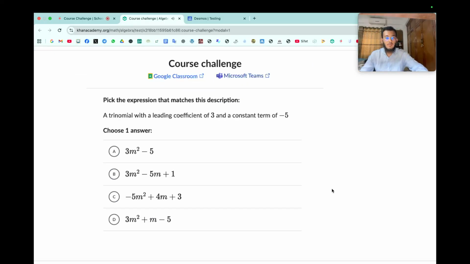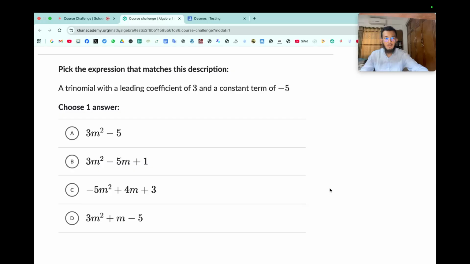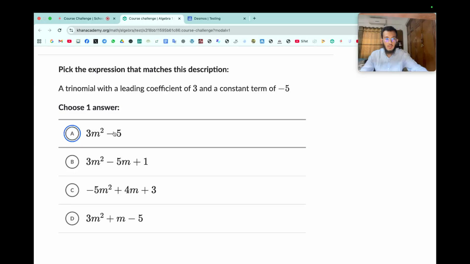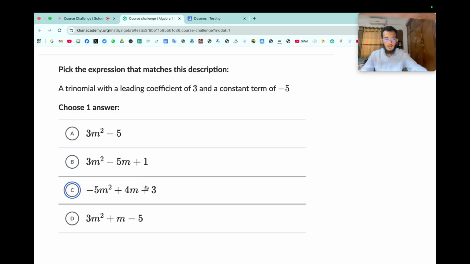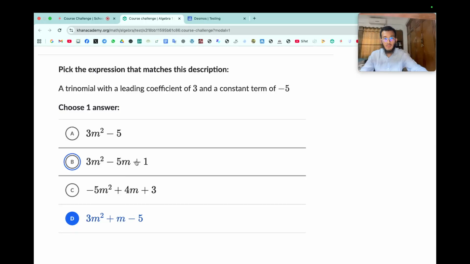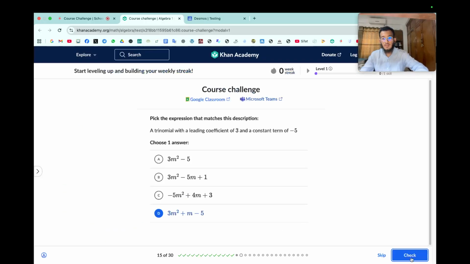Okay, pick the expression that matches this description: a trinomial with a leading coefficient of 3 and a constant term of negative 5. So the constant of negative 5 is there, but this 2 does not comply. A trinomial means there must be 3 terms. Here we don't have 3 terms, but here we have 3 terms, a coefficient of 3, and a constant of negative 5. So these are the answers.